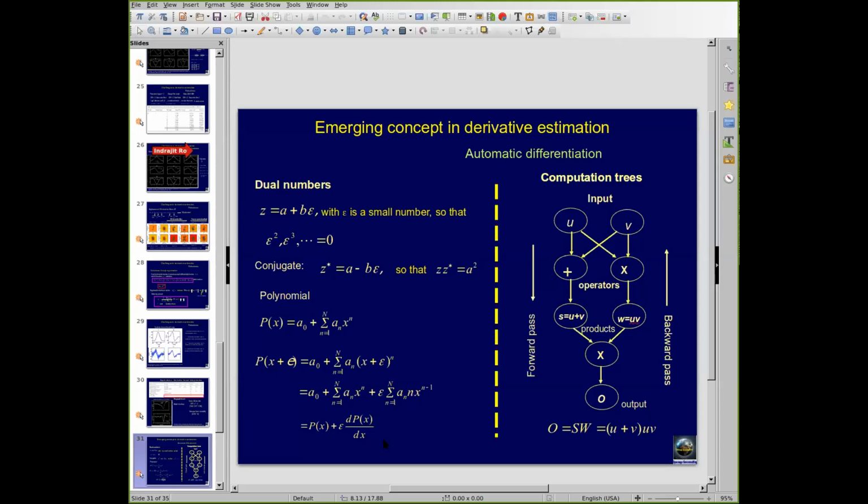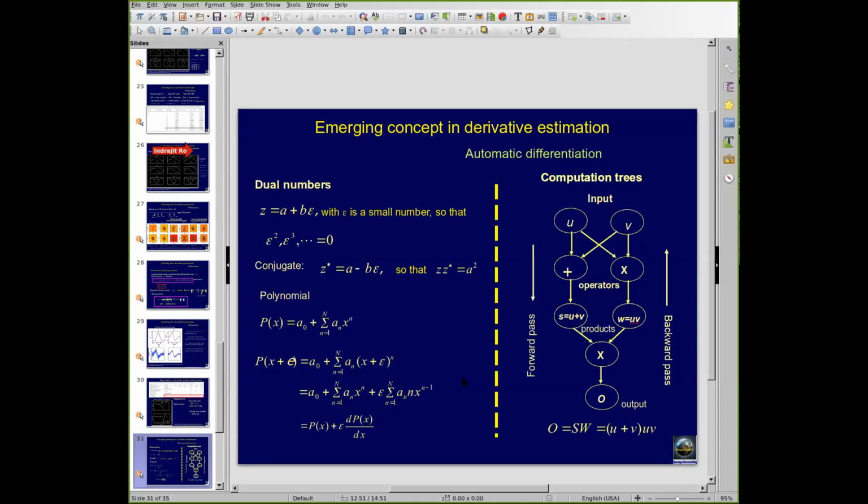With this dual number concept, another important thing that you have to add is called the computation tree. What is a computation tree? Suppose u and v are the two inputs, and say plus and multiplication are the two operators.